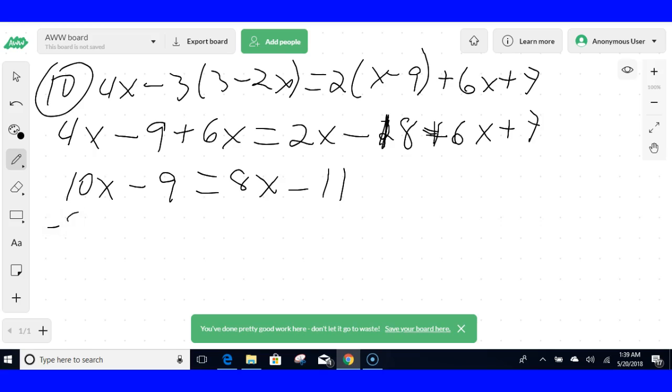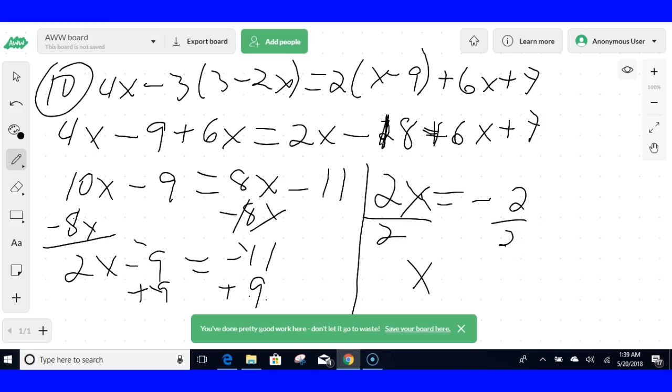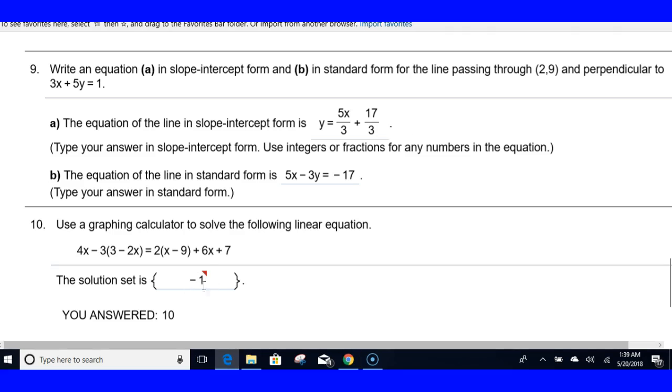Combining like terms, so bring negative 8x to both sides. Let's take it away from here. And that's 2x minus 9 equal to negative 11. Bring positive 9 to both sides. That's a simple equation. You're in college algebra. So that's 2x is equal to negative 2. Now if you divide both sides by 2, that's how they end up with x equal to negative 1. That's how you have that negative 1 there.